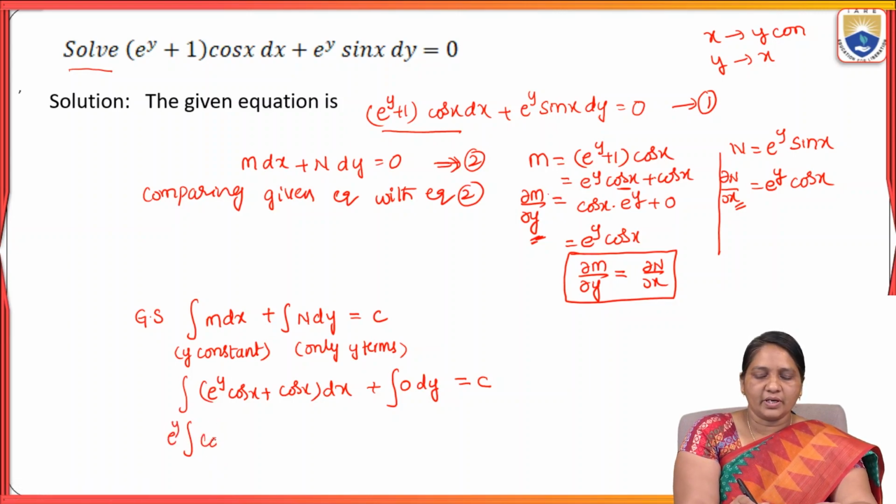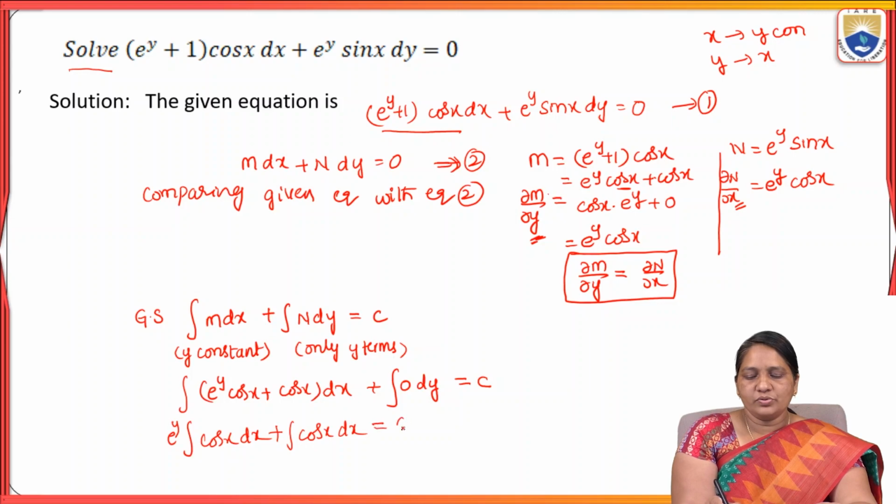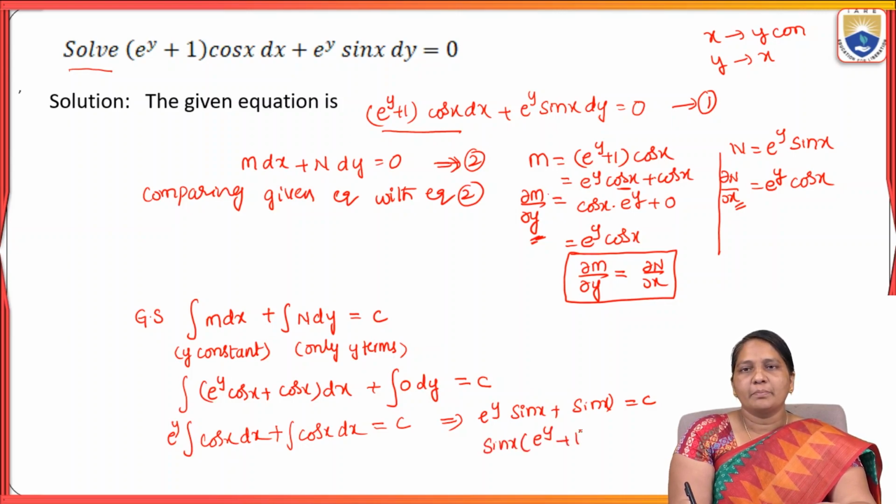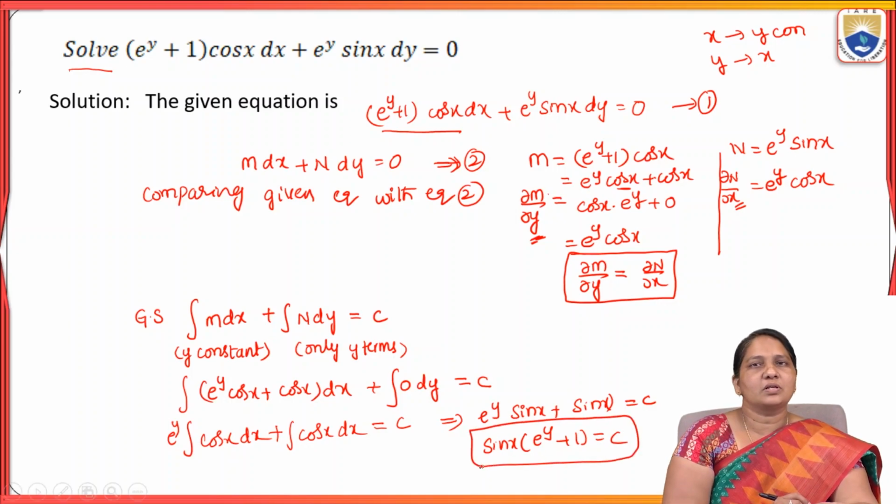So e power y integral cos x dx plus integral cos x dx equal to c. So finally here, e power y integral cos x is sin x plus integral cos x is sin x equal to c. So finally, when you are taking the sin x common, this is e power y plus 1 into sin x equal to c. This is the general solution of the given equation.